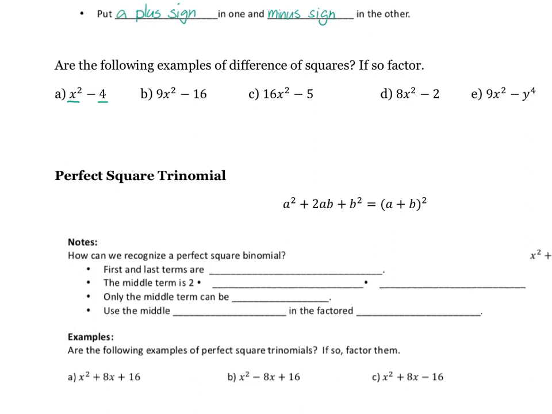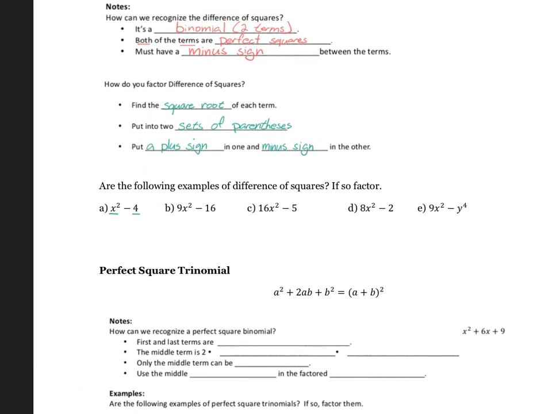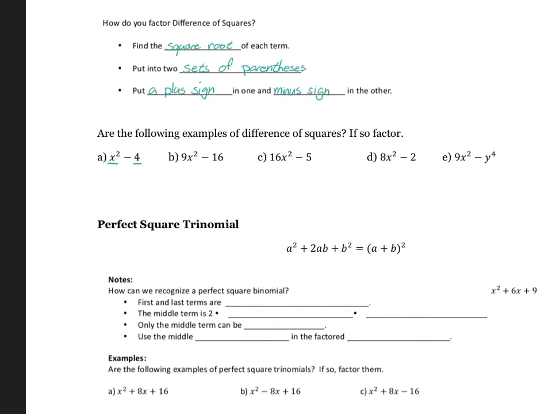Okay, so to factor this, I'm just going to follow the steps above. It says find the square root of each term, put into two sets of parentheses. So I'm going to set up my two sets of parentheses. I'm going to find the square root of the first term. So the square root of x squared is x. I'm going to put it in the front for both of them. And then I take the square root of 4, which is 2. And I'll put it in for last for both of them. And then lastly, I need a plus sign in one and a minus sign in the other.